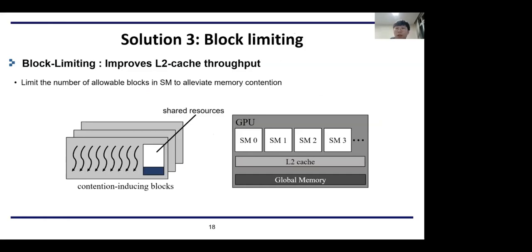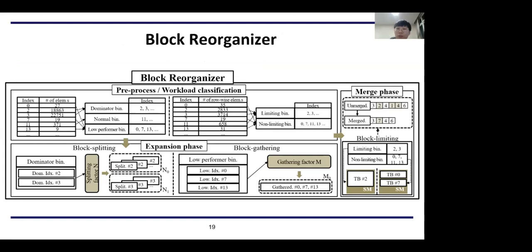After generating the matrix C hat, we perform a GPU architecture-specific technique named block limiting to enhance the performance of the merging process. As discussed, the merging process is a highly memory intensive operation. If multiple highly memory intensive blocks are allocated into the same SM, the performance can be highly degraded due to memory contention. Therefore, for blocks causing the contention, we limit the number of co-running blocks in an SM by applying block limiting, which is to increase the shared memory allocation size. By doing this, the total number of active blocks decreases and memory contention can be alleviated. This is a detailed overview of block reorganizer.